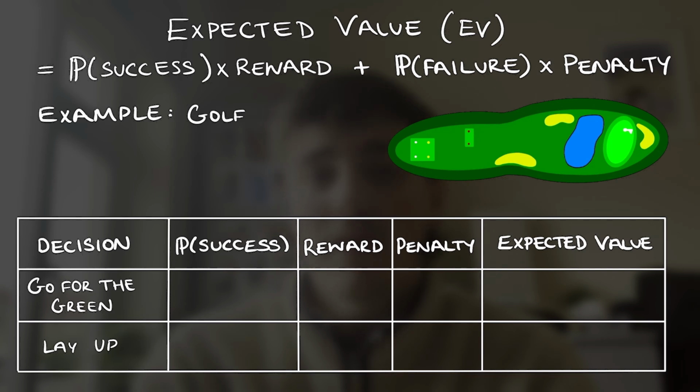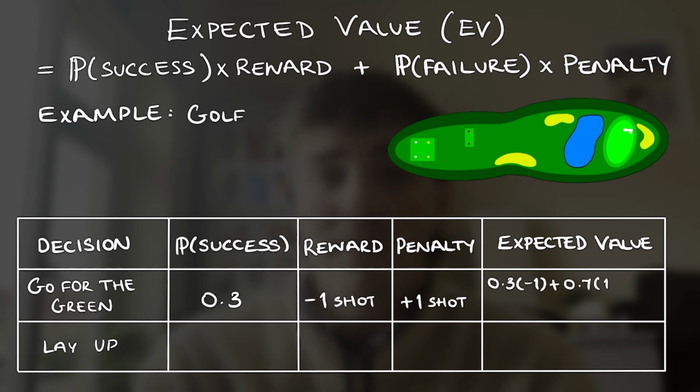We have the decision as going for the green. We have the probability of success as an estimated 0.3. We have the reward as -1 shots. We have the penalty as an additional penalty shot. And we have, therefore, the expected value of 0.3 times -1 plus 0.7 times 1, which we can show is 0.4 additional shots.